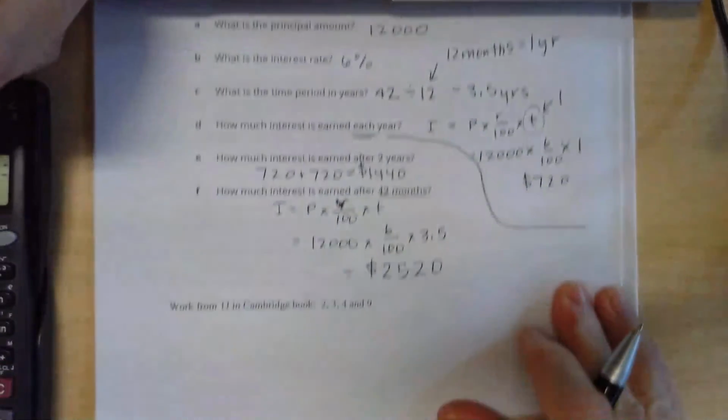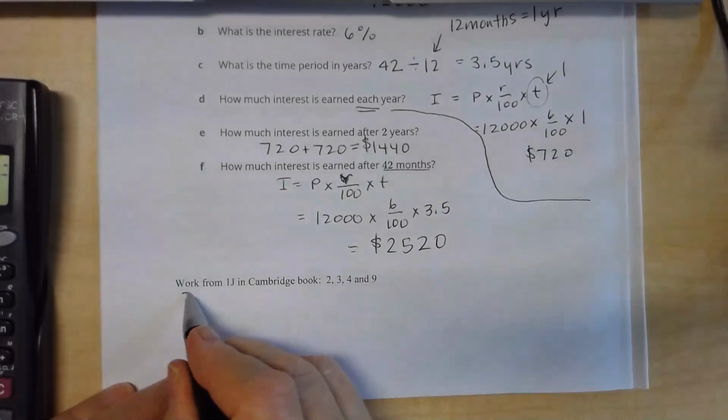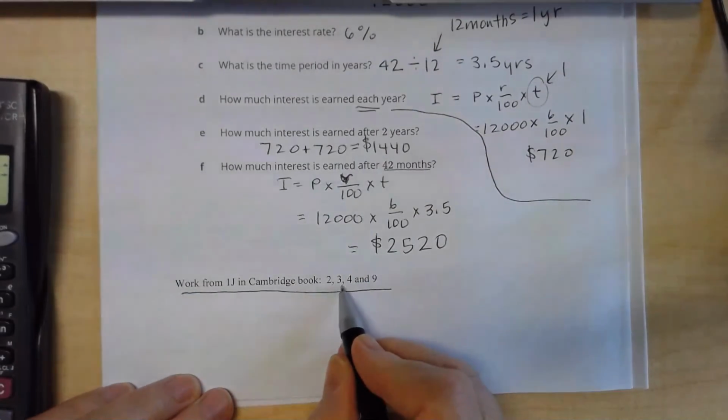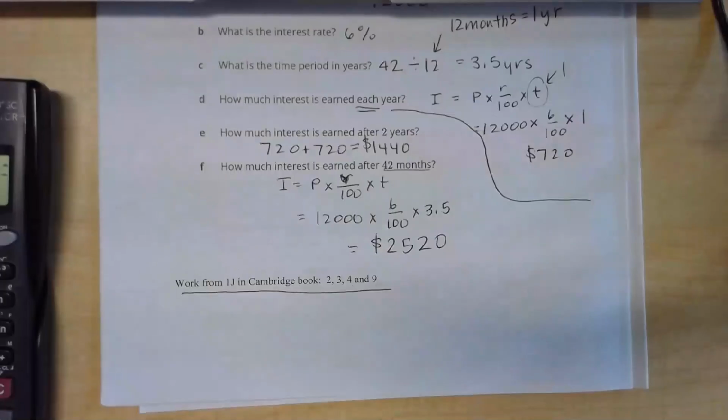Okay, sorry, I got off the page there. Your work from 1J in your Cambridge book is 2, 3, 4, and 9. Those are the problems you need to do.